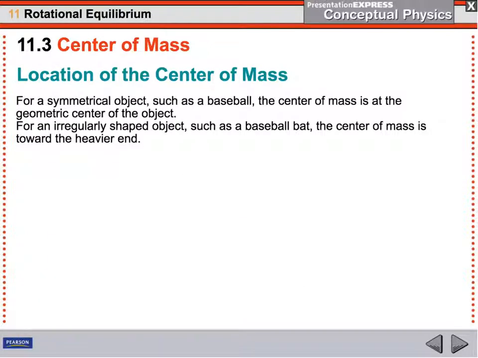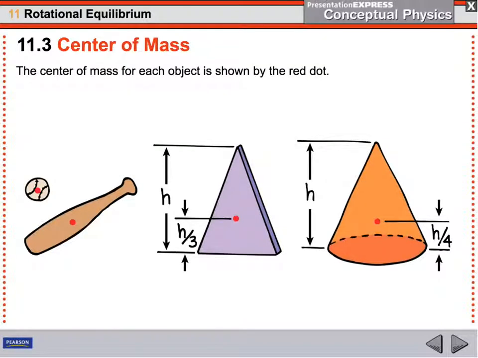For symmetrical objects such as a baseball, the center of mass is the geometric center of the object. For an irregularly shaped object such as a baseball bat, the center of mass is towards the heavier end. The center of mass of each of these objects is shown, so the baseball is in the middle, the bat is towards the heavier end, center of the triangle, center of the cone.